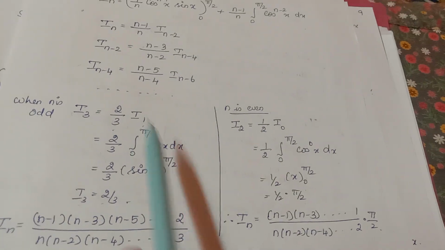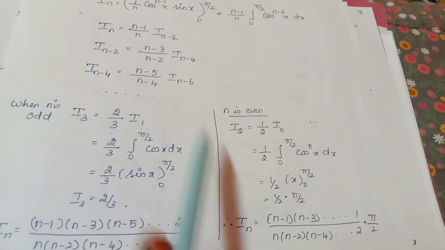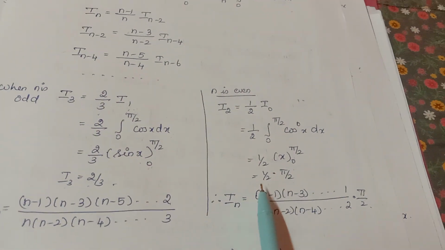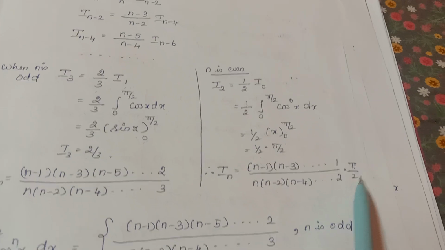So when n is an even integer, the formula is (n-1)/n into (n-3)/(n-2) into (n-5)/(n-4), etc., up to the final term, which is 1 by 2 into pi by 2.